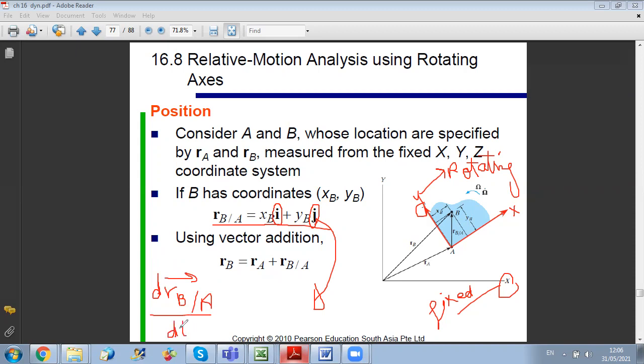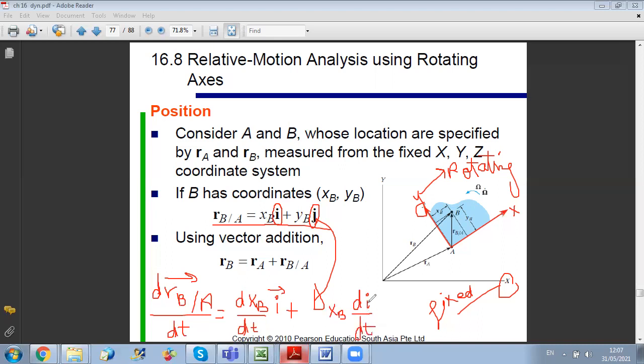So when you want to derive RB relative to A with respect to time, you will have to derive a product, U times V, which gives U prime V plus V prime U. So it will give you dxB by dt along small i, plus xB times di by dt, because i is not a fixed vector. So now we have to find an expression for di by dt.